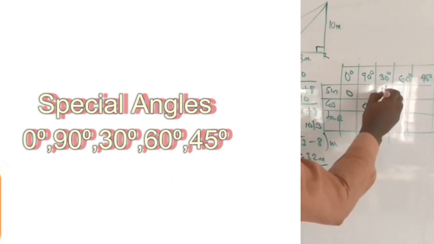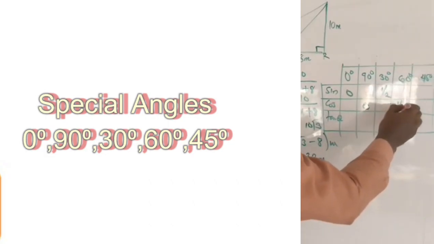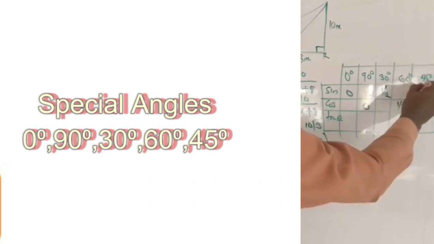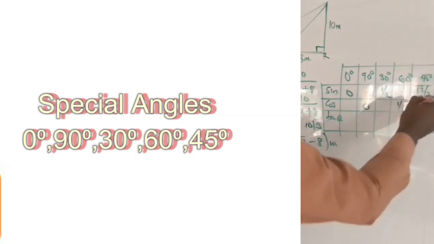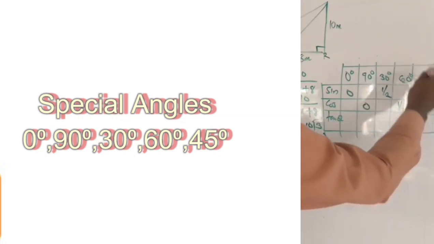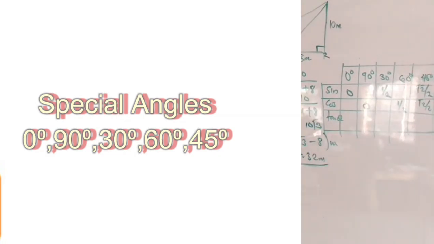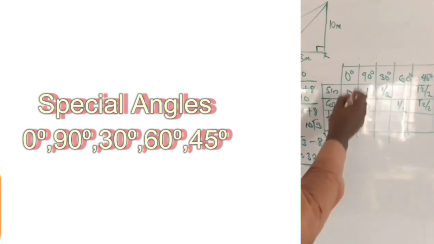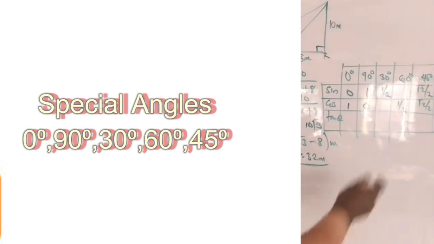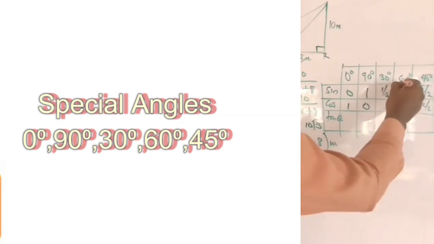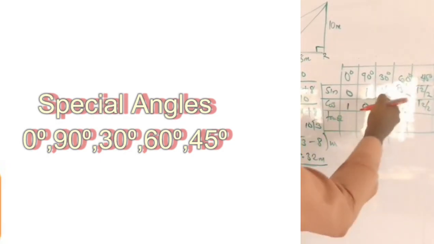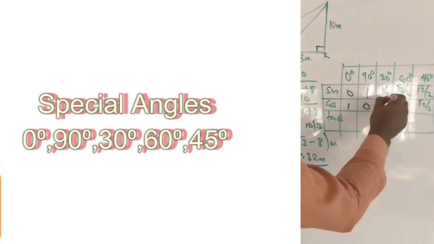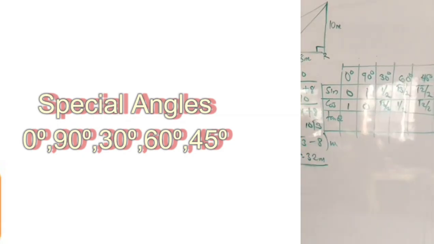Sine 30 is half, cos 60 is half. Sine 45 is root 2 over 2. Cos 45 is also what? Root 2 over 2. Same thing, sine 90 is 1, cos 0 is 1. Because 0 plus 90 is 90. Same way, sine 60 is root 3 over 2. Cos 30 is what? Root 3 over 2. Cos 30 and 60 are also complementary.